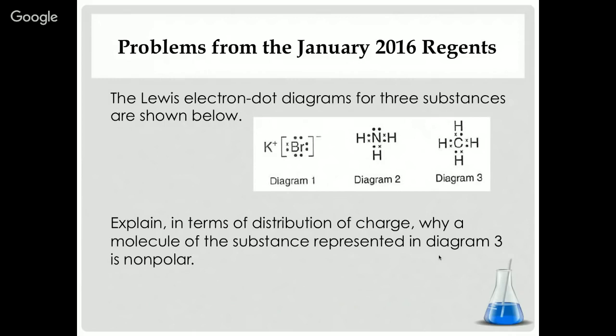Okay, next problem, also dealing with the same diagram. It says, explain in terms of distribution of charge why a molecule of the substance represented in diagram 3 here is nonpolar. So they're telling you it's nonpolar, and they want you to explain why in terms of distribution of charge.